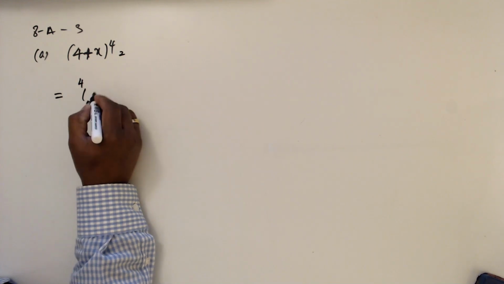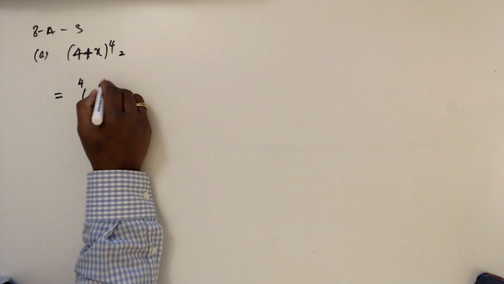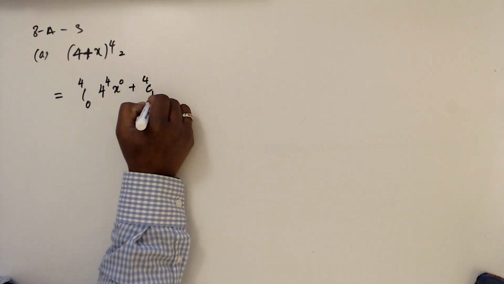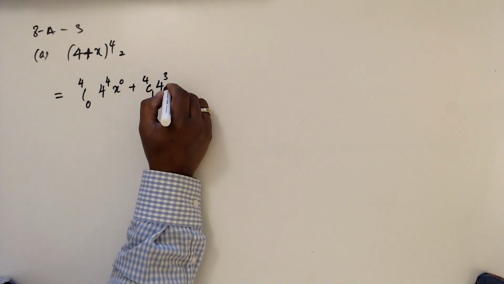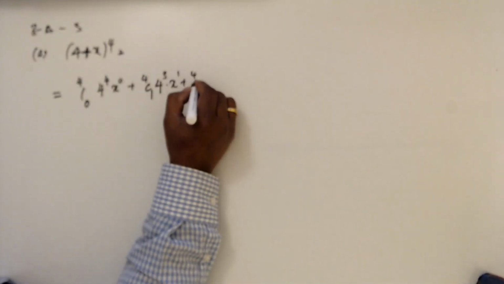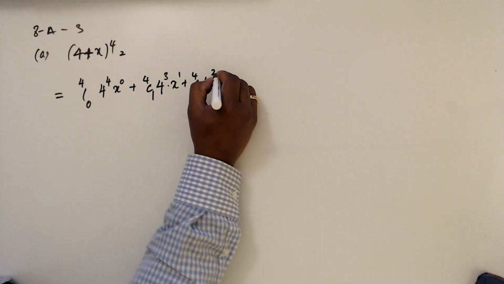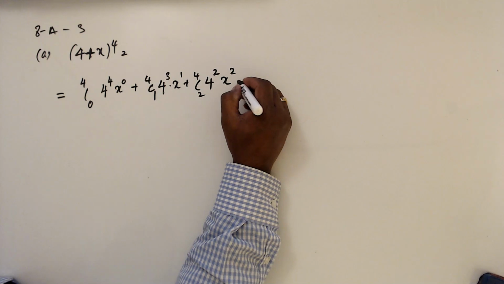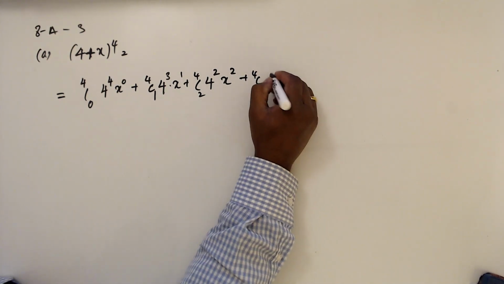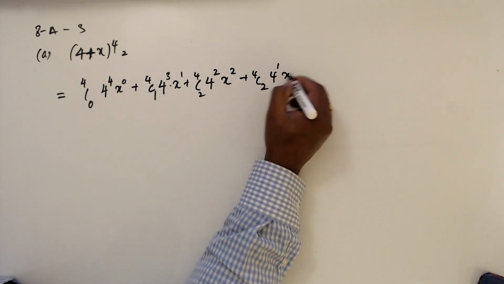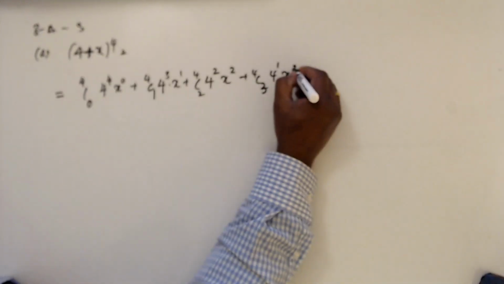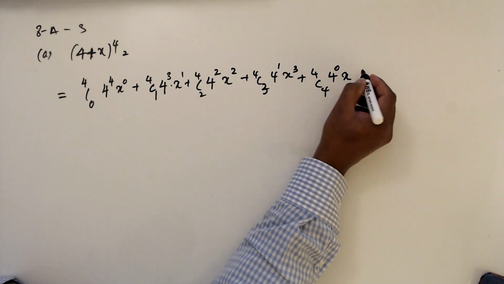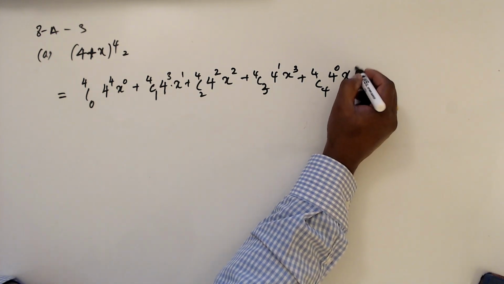4C0, 4 to the power 4 and x to the 0. And 4C1, 4 to the power 3 and x1, 4C2, 4 to the power 2 and x2, and 4C3, 4 to the power 1, x3, 4C4, 4 to the power 0, x4.